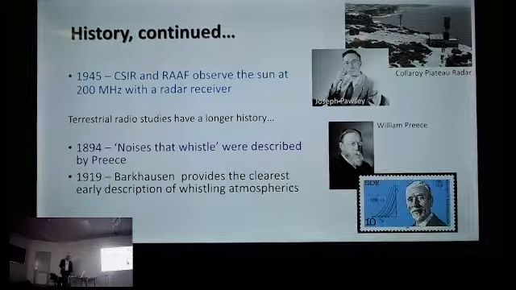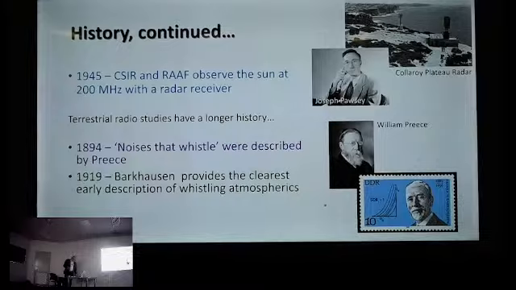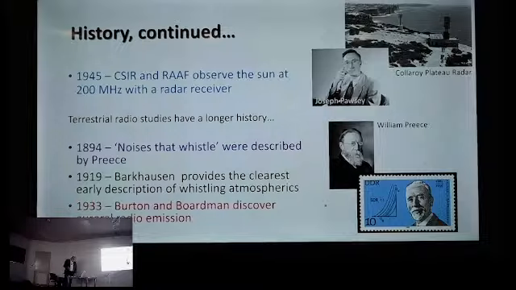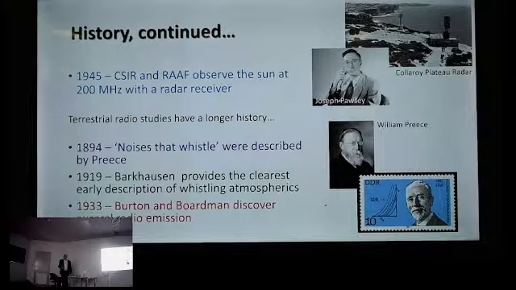It wasn't until 1919 that the first scientific paper described these. That was Barkhausen, commemorated here. He's a German physicist, he's got his own stamp, and he was a pioneer in magnetic measurements. And then it really wasn't until 1933 that the aurora was found to be a source of radio waves as well. So again, all of this is relatively recent history, and much more activity happened in the late 50s with the International Geophysical Year, and I guess, as they say, the rest is history.